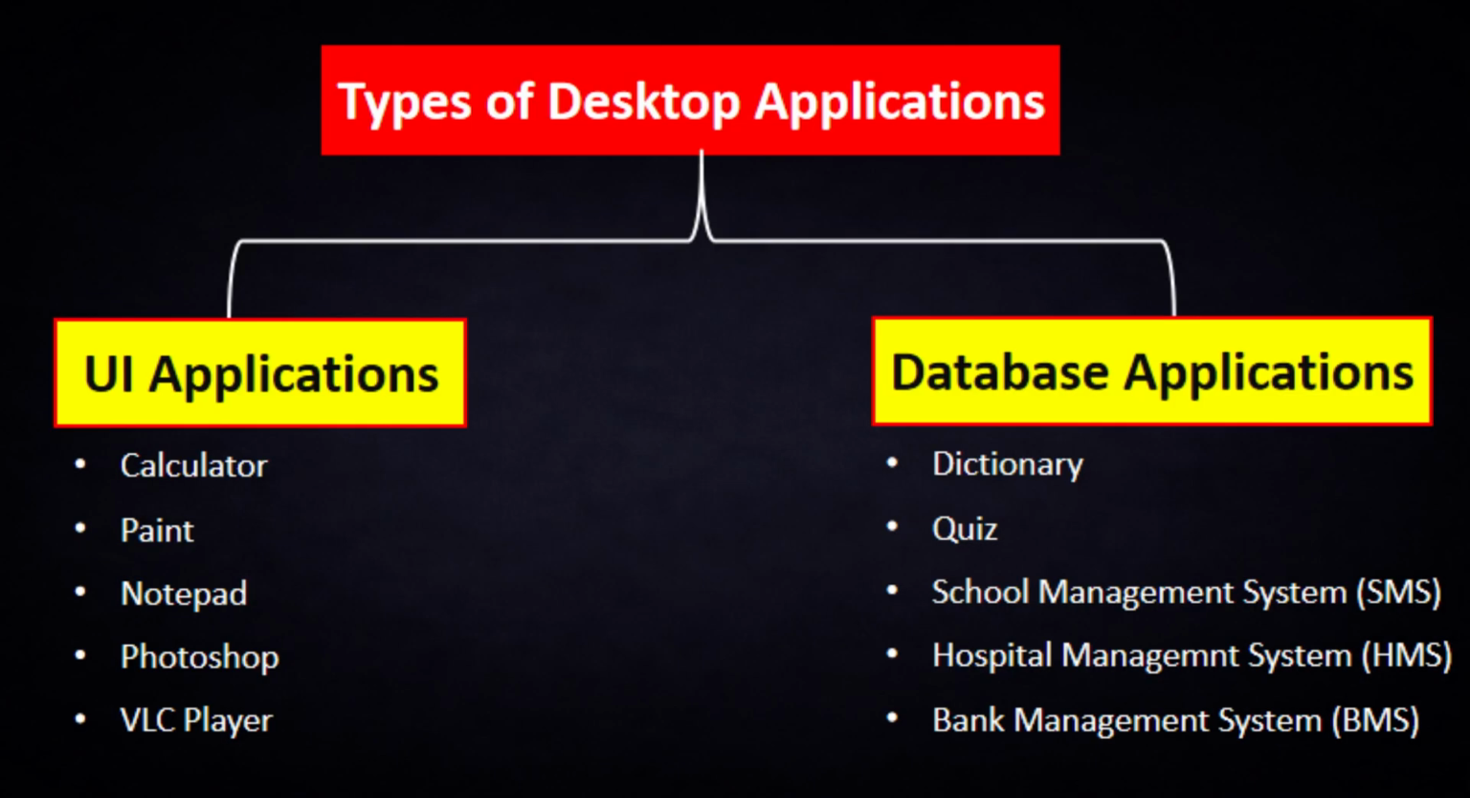Types of desktop applications. There are mainly two types of desktop applications. One is called UI applications, meaning desktop applications without database, and the other is database desktop applications. Without database desktop applications means that the desktop application doesn't have any database.